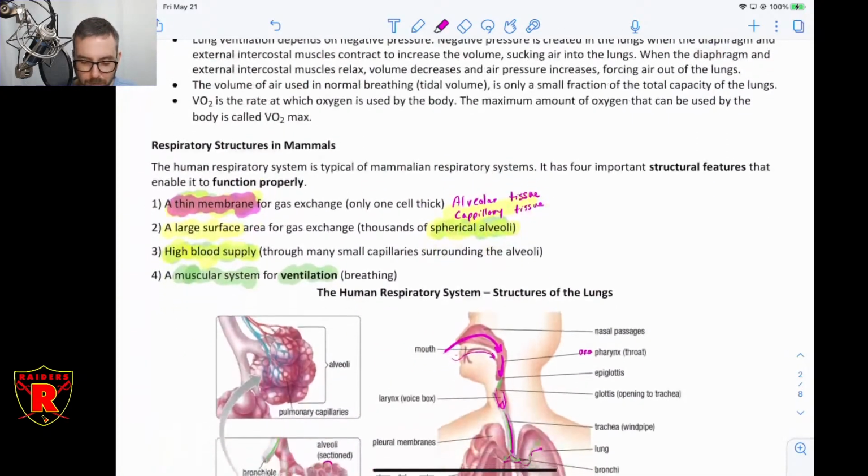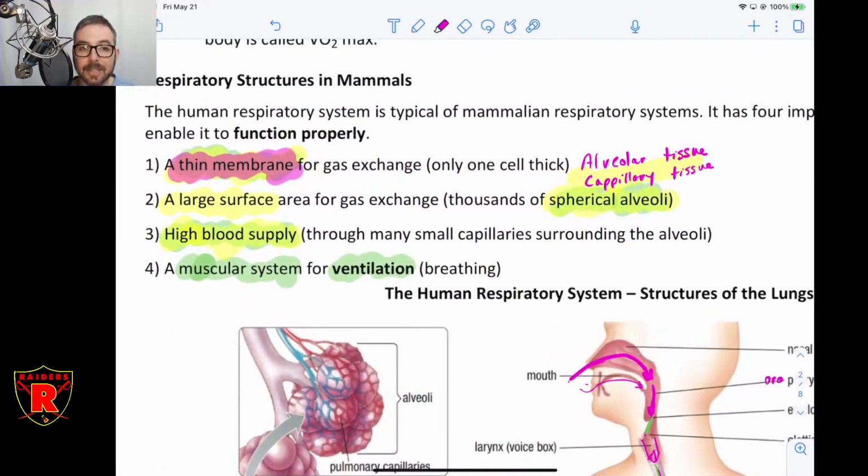And I'll give you an example of a comparison. If you look in the gills of a fish, they only have a 1 cell barrier between the water and their blood. That's what's going on inside of the gills. It's a very, very thin membrane that is allowing oxygen to transport from the water into their blood.